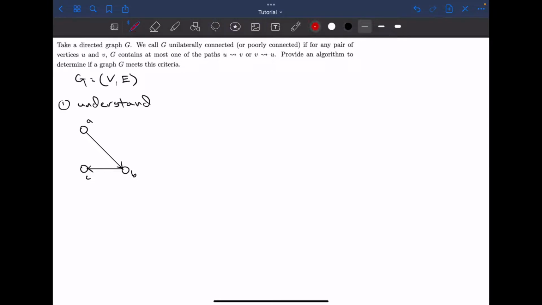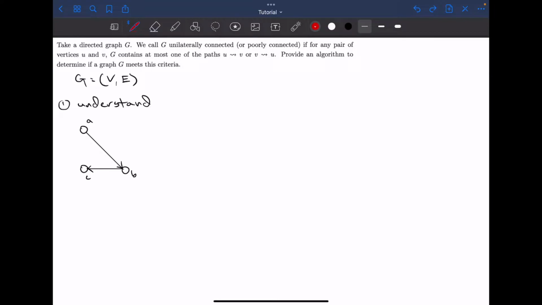Well, we just take every pair of vertices and check to make sure the condition is true. So let's take A and B. We see there is a path from A to B, but there is no path from B to A. So only one path exists and we're fine. We take A and C. We notice there is a path from A to C, but no path from C to A. Only one of the paths exists and we're fine. We take B and C. We notice there is a path from B to C, but no path from C to B. Only one of the paths exists and we're fine.